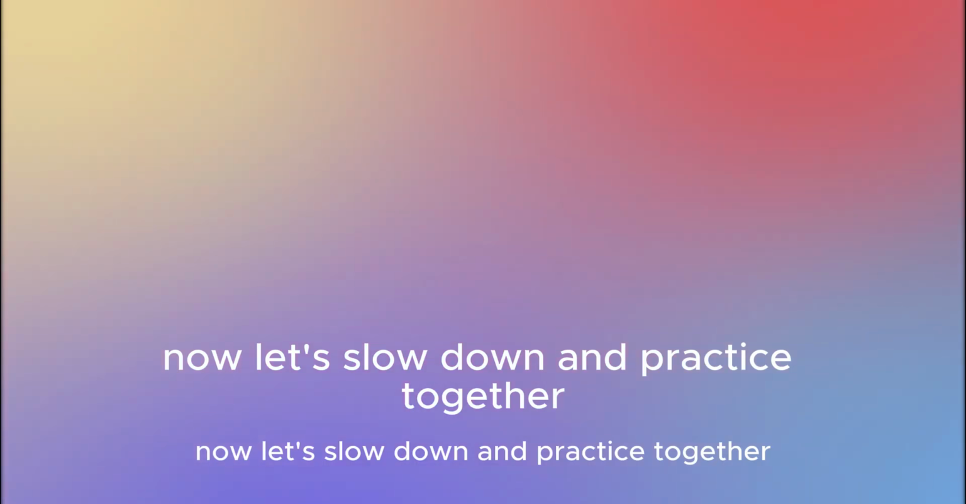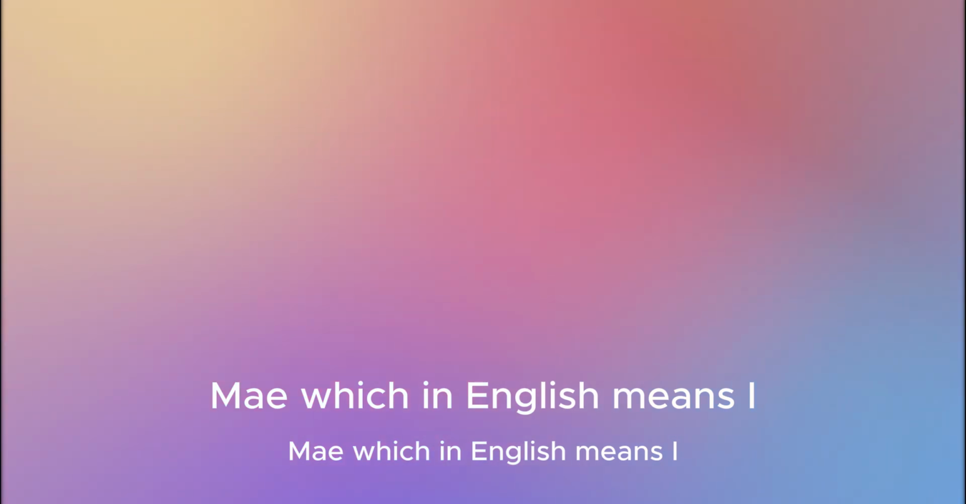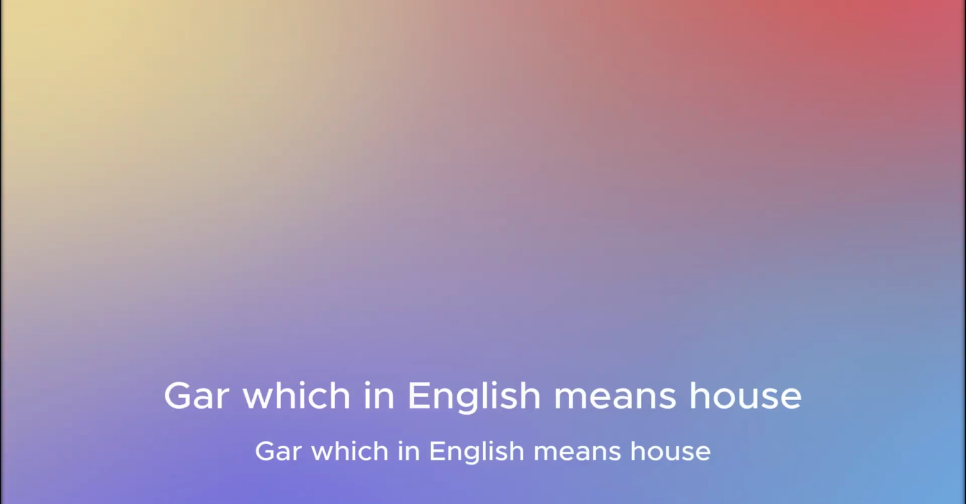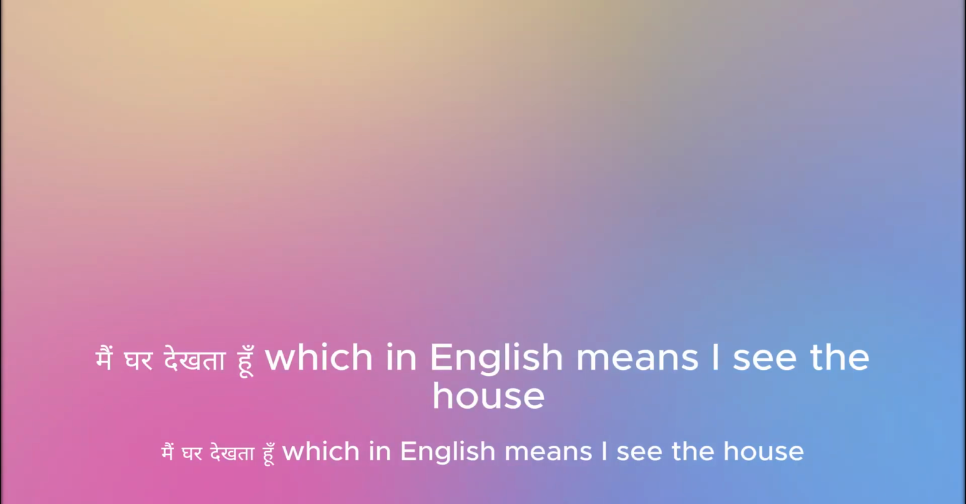Now let's slow down and practice together. Repeat after me. मैं घर देखता हूँ, which in English means I see the house. मैं, which in English means I. Ghar, which in English means house. देखता हूँ, which in English means see. Again, मैं घर देखता हूँ, which in English means I see the house.